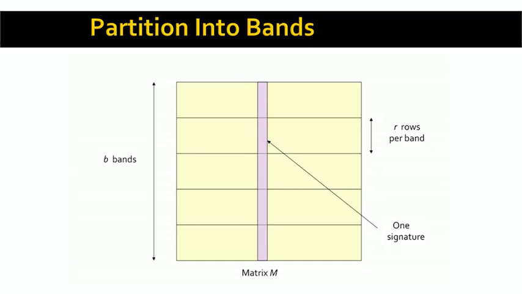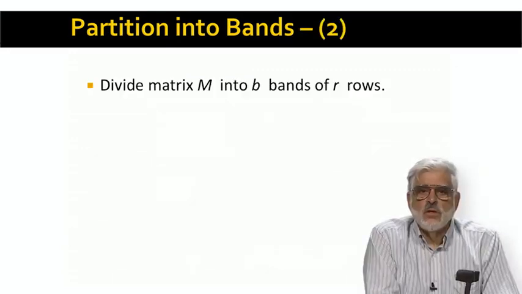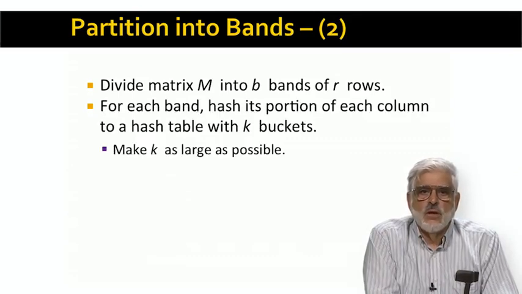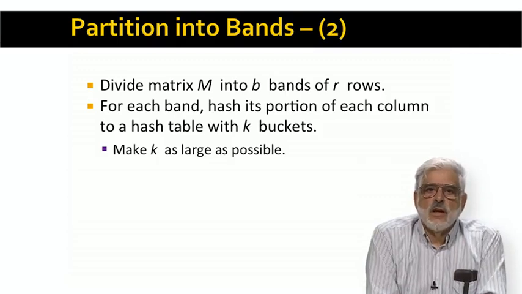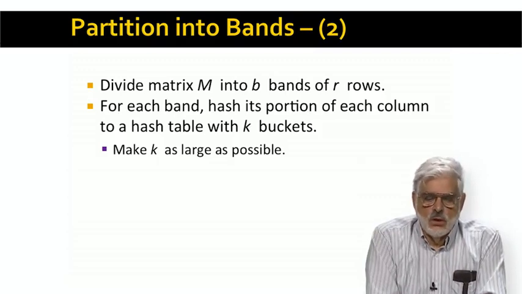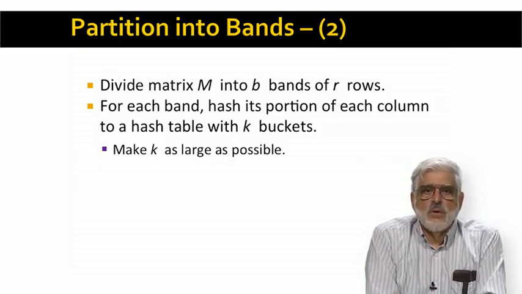We're going to create one hash function from each band. Remember, we divided the signature matrix M into B bands of R rows each. From each band, we create a hash function. This hash function hashes the values that a given column has in that band only. Ideally, we would make one bucket for each possible vector of R values that a column could have in that band.